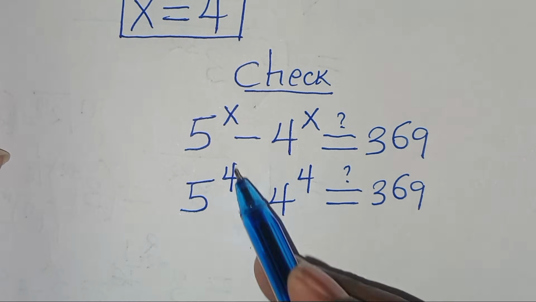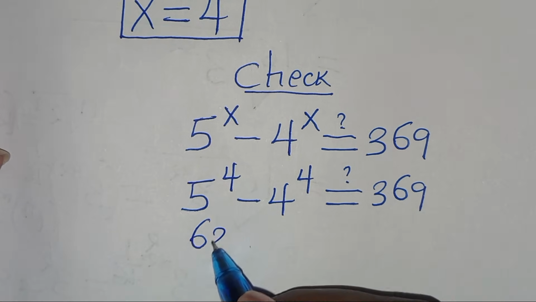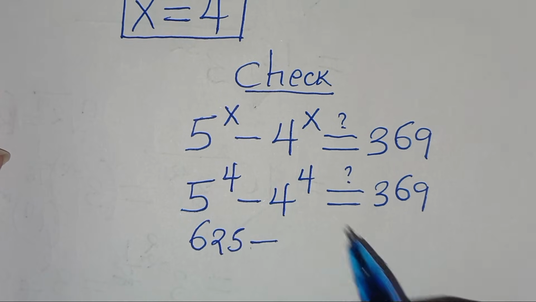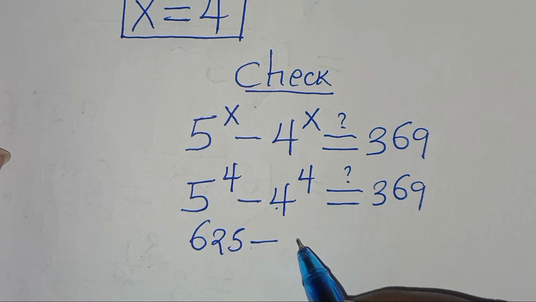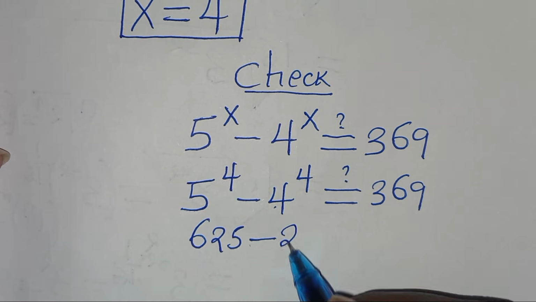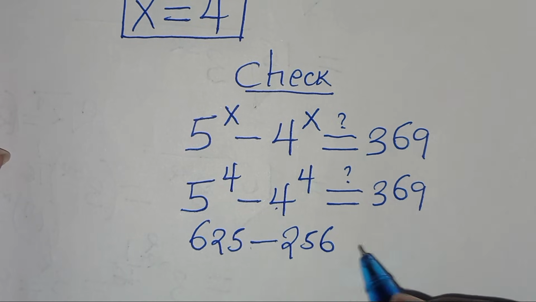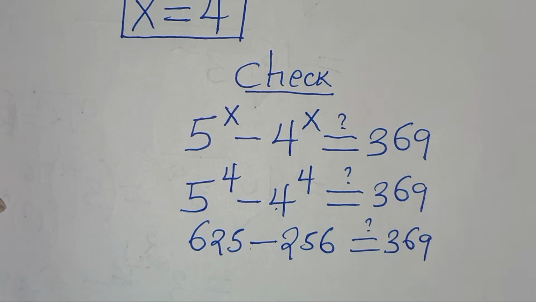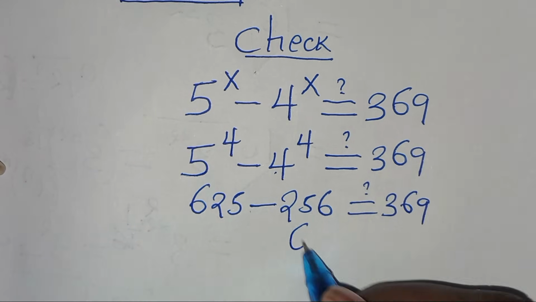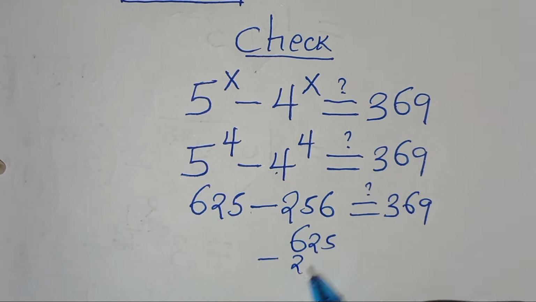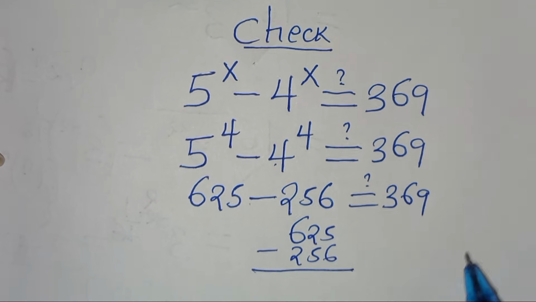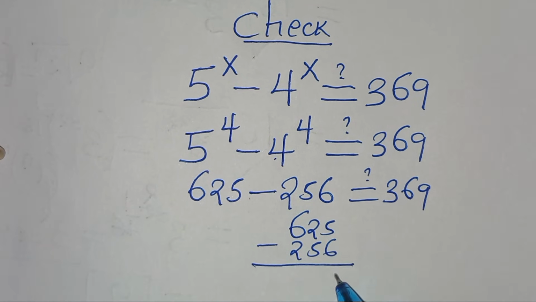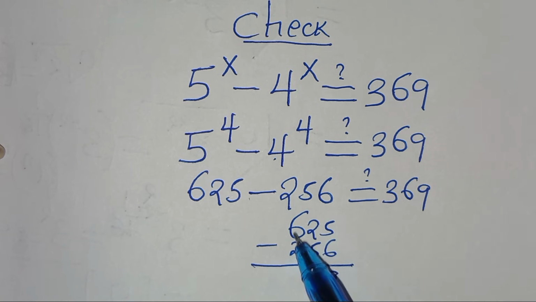So 5 to the power of 4, this is 625. Subtract 4 to the power of 4. This is the same thing as 256. This should give us a value of 369. So we have 625 minus 256. So this is 15 minus 6, this is 9. Here we have 11 minus 5, this is 6. And then here we have 5 minus 2, this is 3.